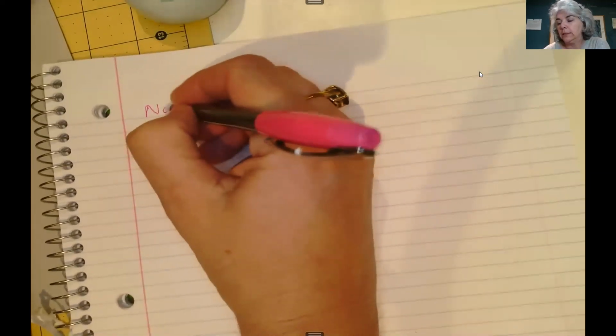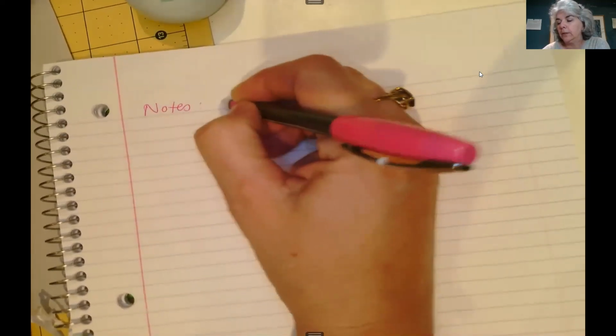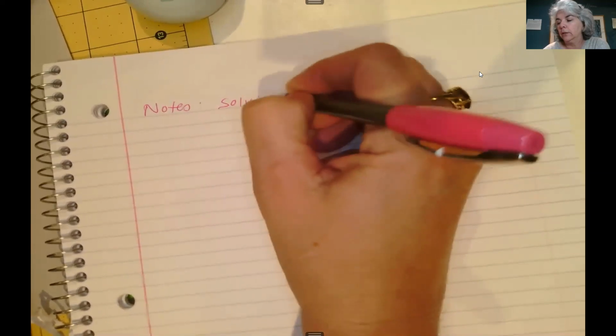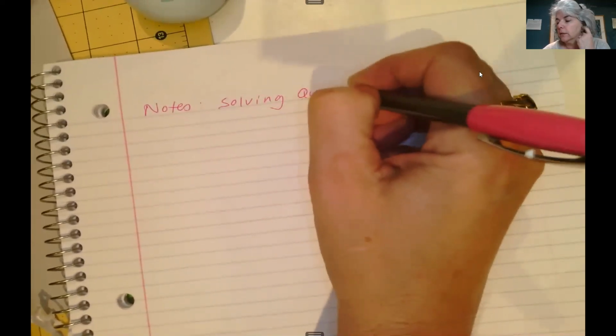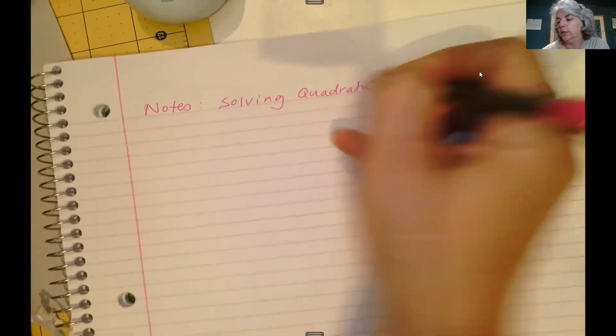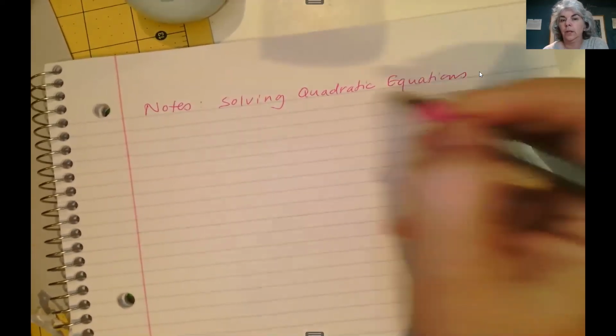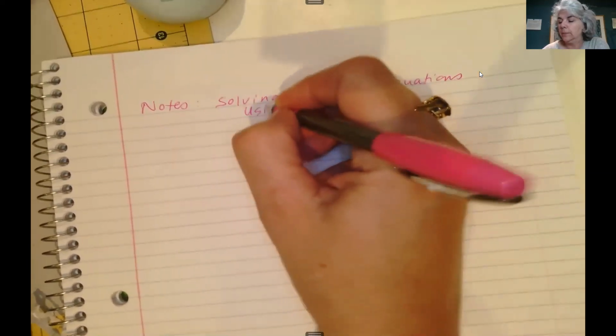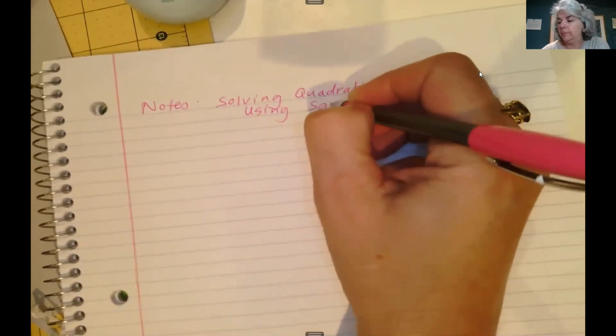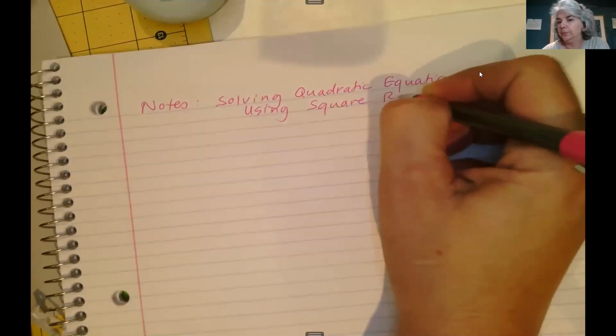So let's go ahead and set up our notes like we normally would in class. Solving quadratic equations using square roots.